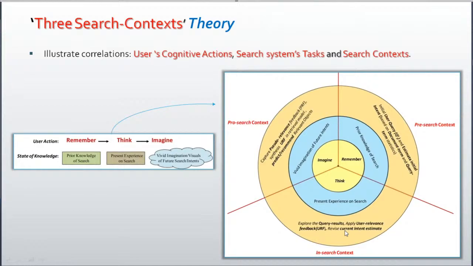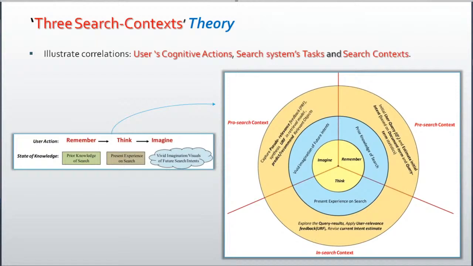Now, after this, we are preparing for the next set of results, which we refer to as the pro search context. Pro search means we are proactively searching. If we imagine the possible set of results by looking at the current results, we are proactively imagining the possible results. So it is referred to as a pro search context. This draws the overall picture of a search task.